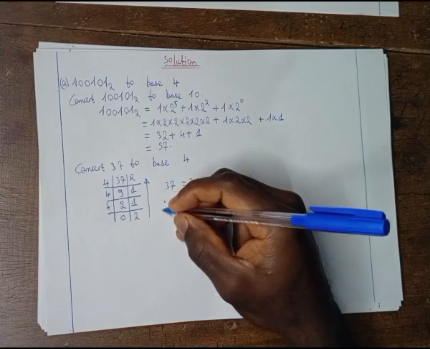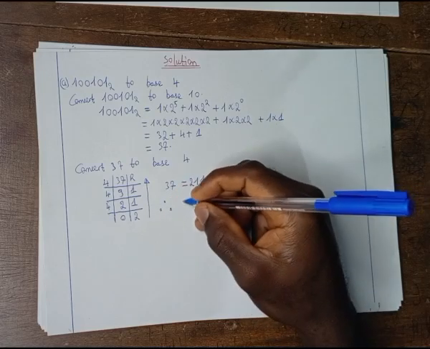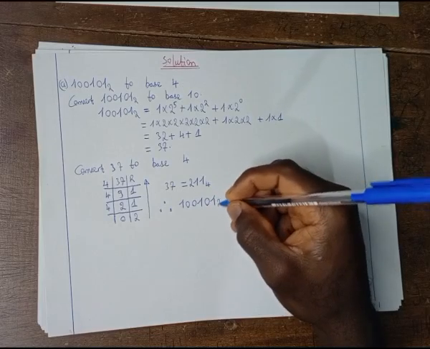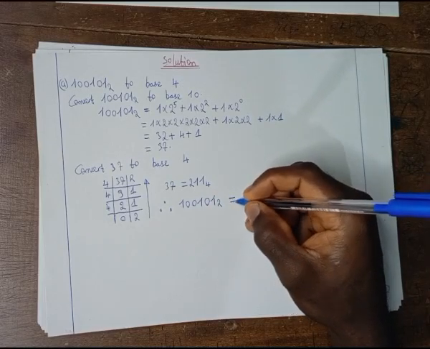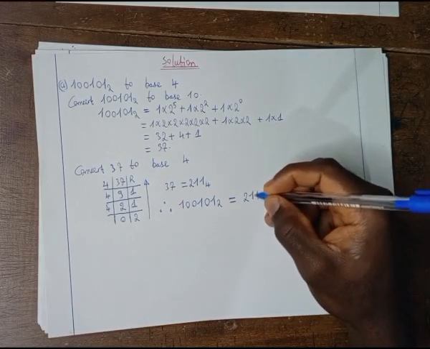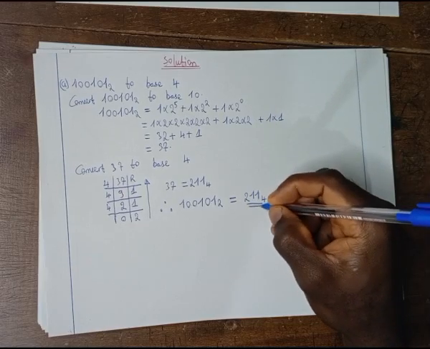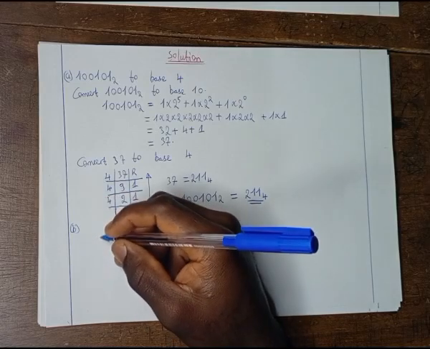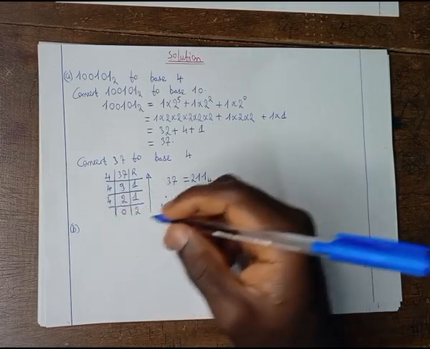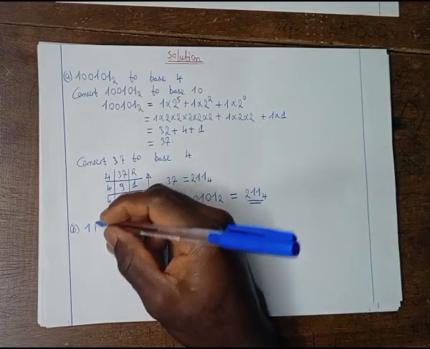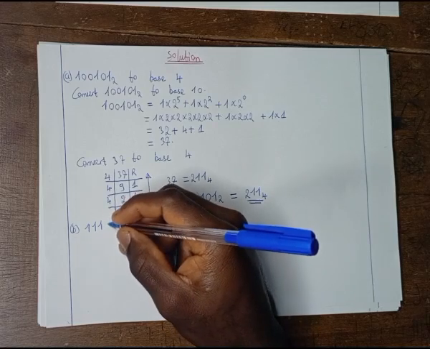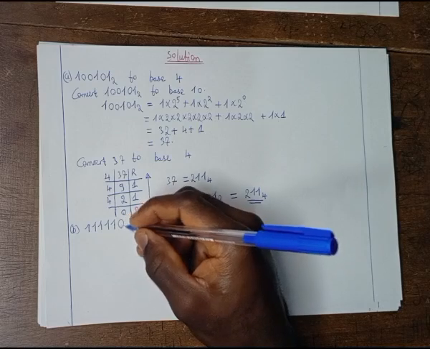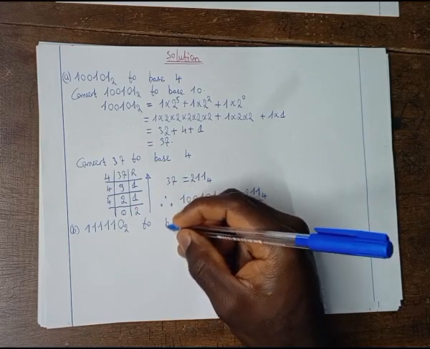Then we conclude, therefore, the number 100101 in base 2 is simply the same as 211 in base 4. We underline the answer. Next, now we go to question B. For B, we have the number 111110. We have to change it to base 5.